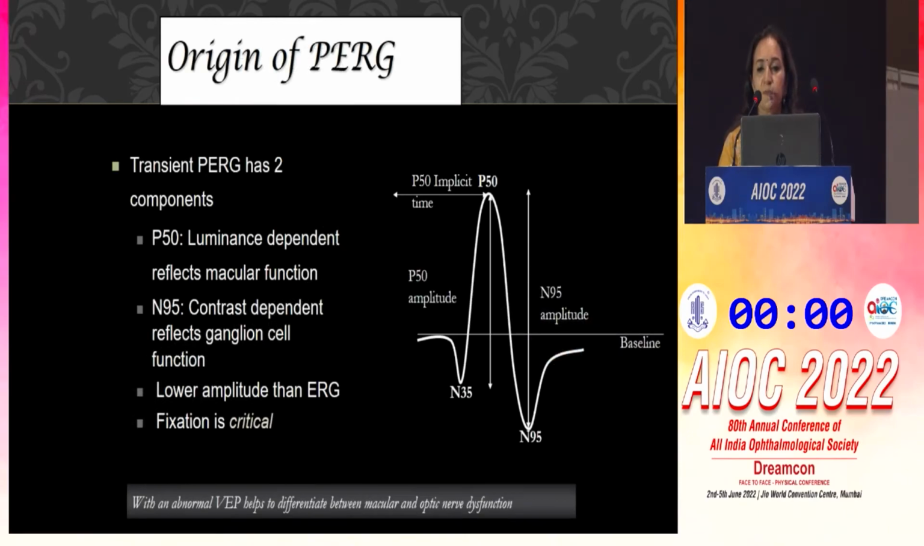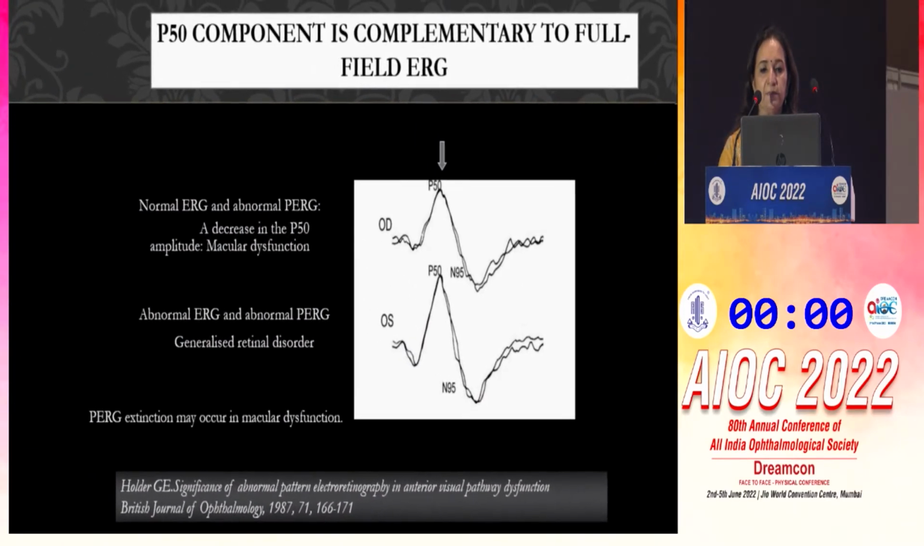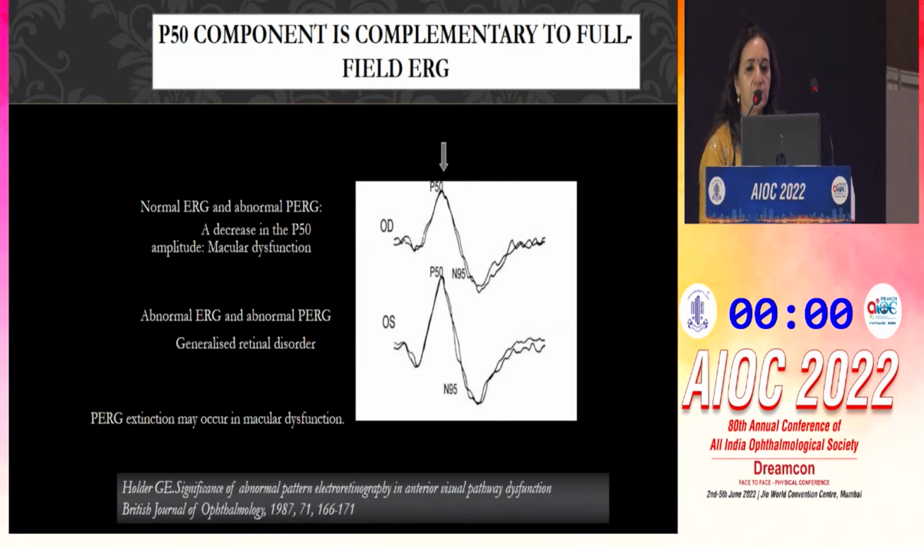So this pattern ERG has two components, P50 and N95, which is what we are looking at. P50 is luminance dependent, so it reflects the macular function. N95 is contrast dependent, so it reflects the ganglion cell function. This differentiation between the N95 and P50 is what helps you diagnose your condition.